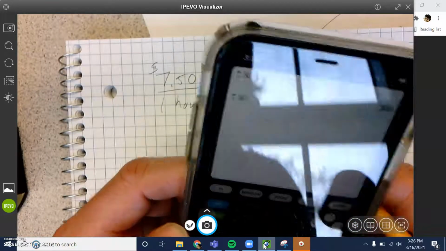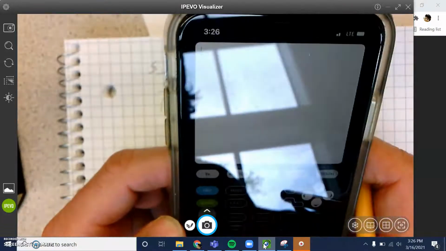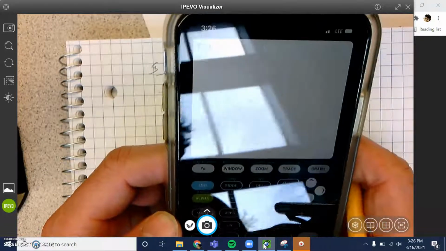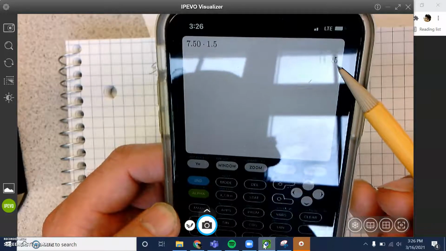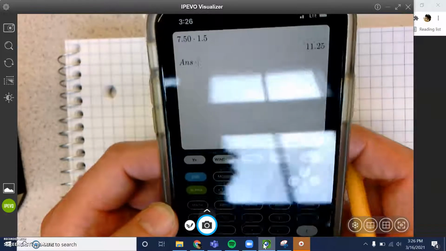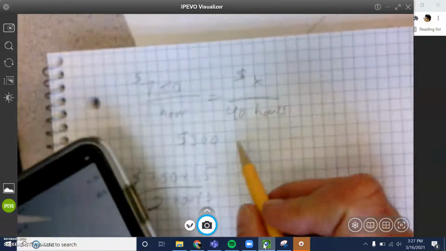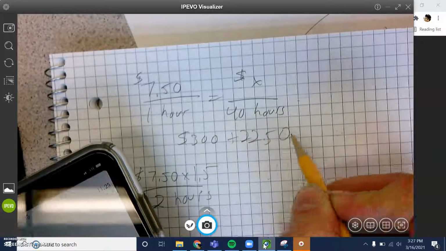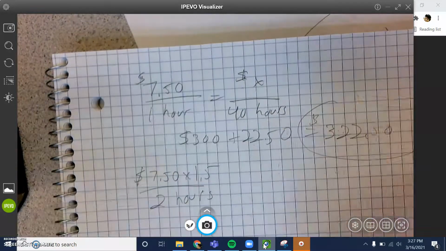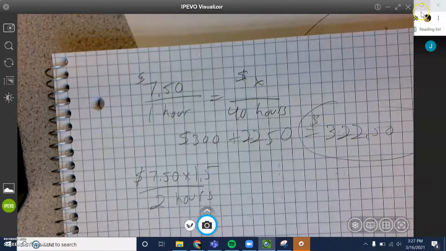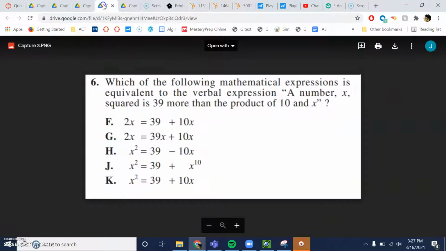Ooh, let's delete that. Sorry, 7.50 times 1.5. Try again. 7.50 times 1.5 is $11.25 an hour. And how many hours is she going to work over the 40? Yeah, 2. So I'm going to times that by 2, and it's $22.50. So she makes $22.50 over what you have. So 300 plus $22.50 is $322.50 for that one. Cool. All right, that answer was C.